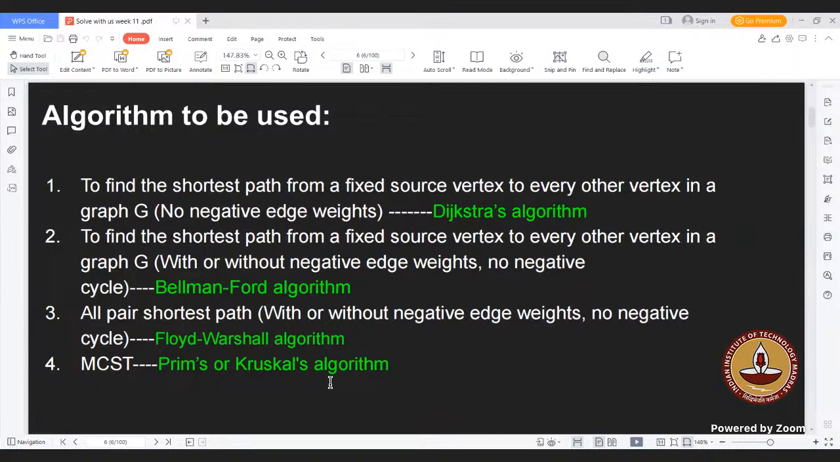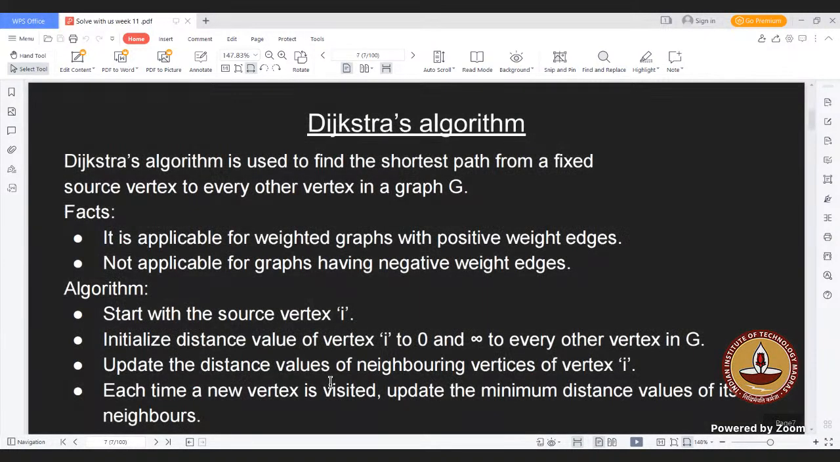The first we'll talk about is Dijkstra algorithm. It is used to find the shortest path from a fixed source vertex to every other vertex in the graph G. As I said, we'll just pick one vertex.